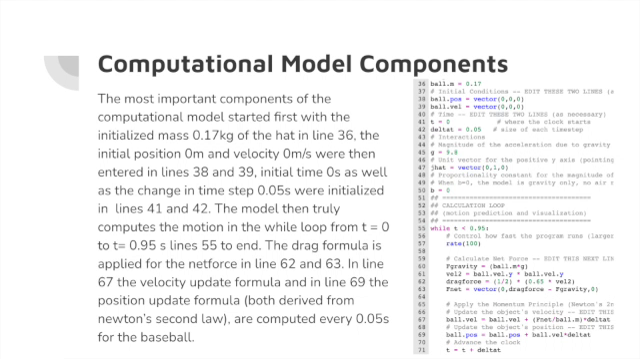The computational model components. The most important components of the computational model started first with the initialized mass of 0.17 kilograms of the hat in line 36. The initial position 0 meters and velocity 0 meters per second were then entered in lines 38 and 39. Initial time 0 seconds, as well as the change in time step 0.05 seconds, were initialized in 41 and 42. The model then truly computes the motion with the while loop from t equals 0 to t equals 0.95 seconds in lines 55 to end.